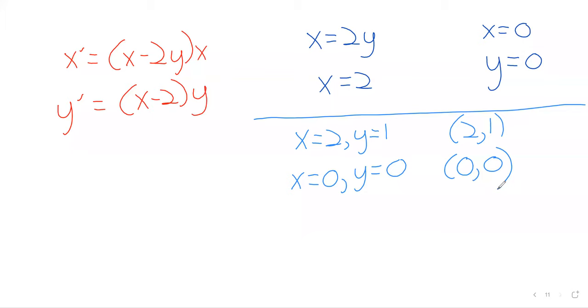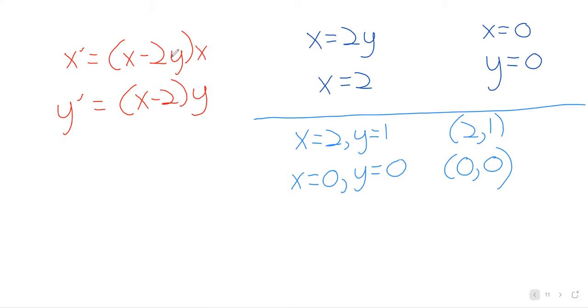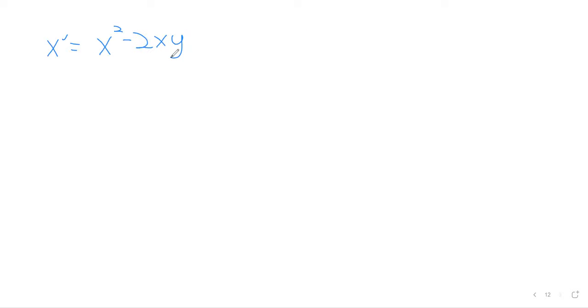It's a weakness. Maybe it's just because I don't teach calculus 3. I can never find partial derivatives unless I multiply these things out. So let me, on my next frame, write x prime equals x squared minus 2xy, y prime equals xy minus 2y. And we'll find the Jacobian.